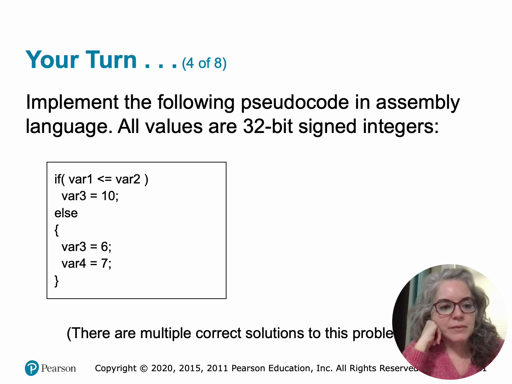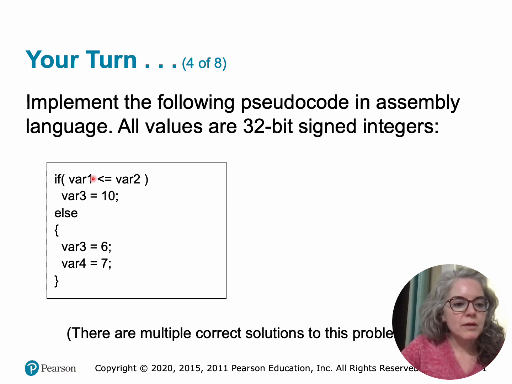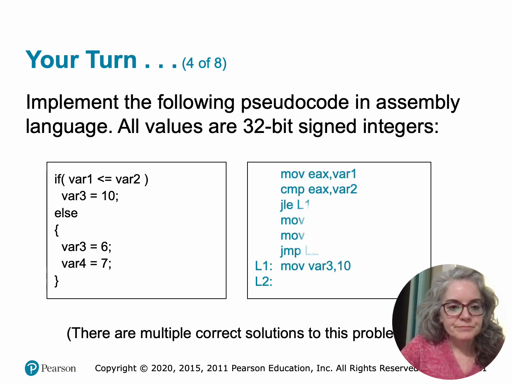Here you're going to implement this. So if var1 is less than or equal to var2, assign 10 to var3, else assign these two values. So stop the video, see if you can implement it, run it in Visual Studio, and then come and look at the solution.